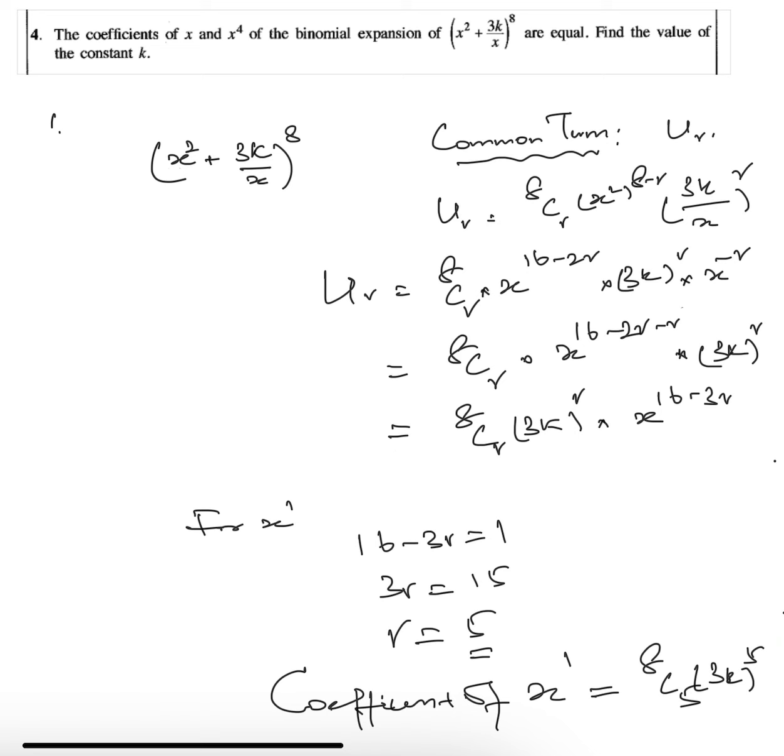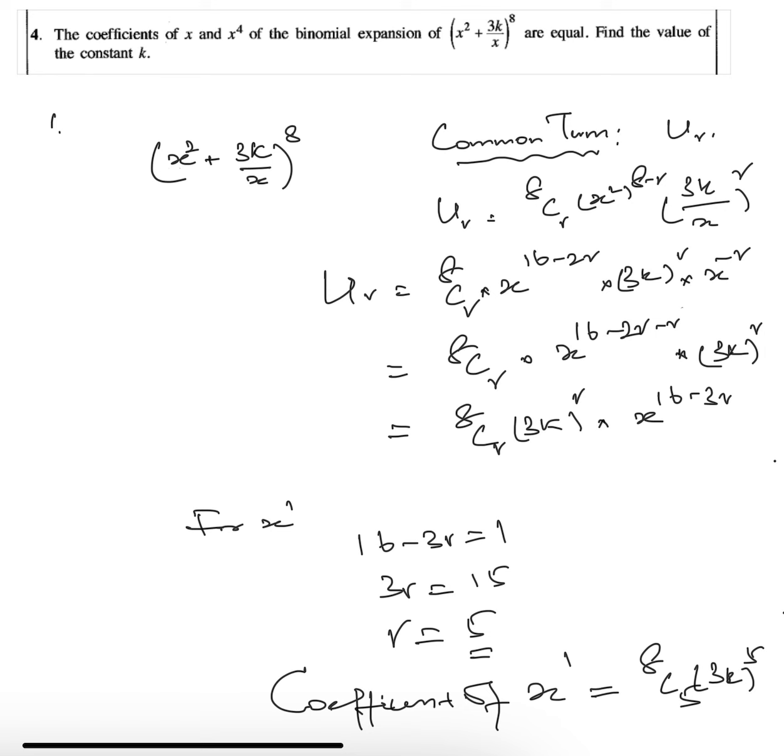Another past question on binomial expansion. The coefficients of x and x to the power of 4 of the binomial expansion of (x squared plus 3k divided by x) to the power of 8 are equal. The coefficient of x and x to the power of 4 are equal. Find the value of the constant k.